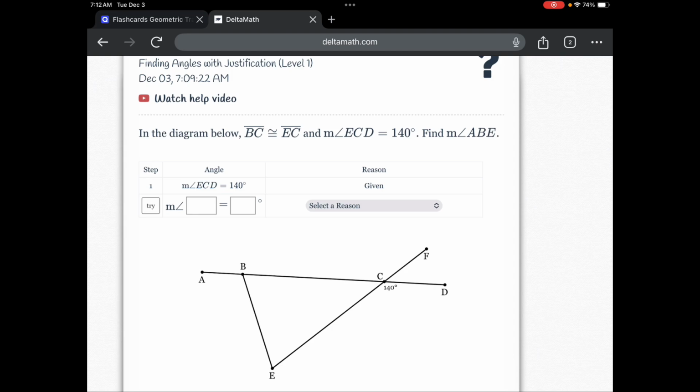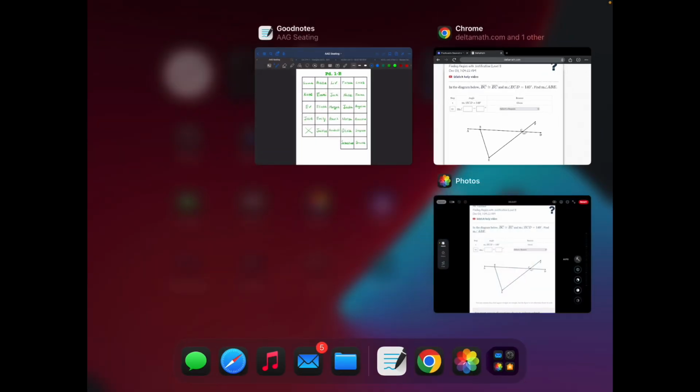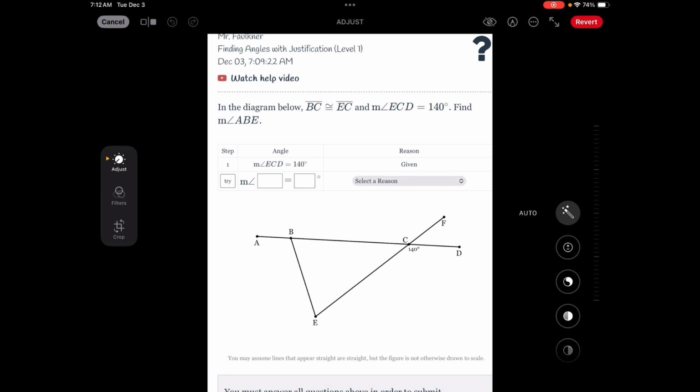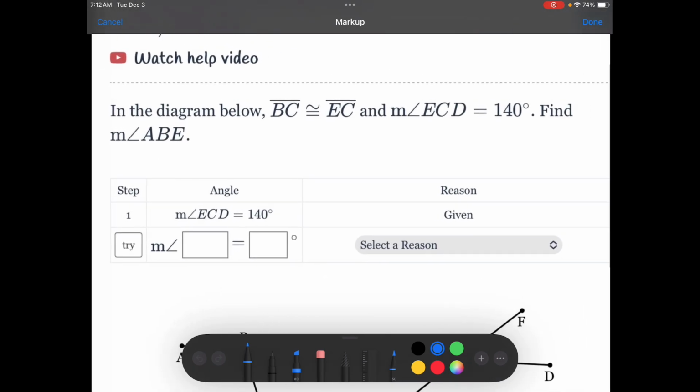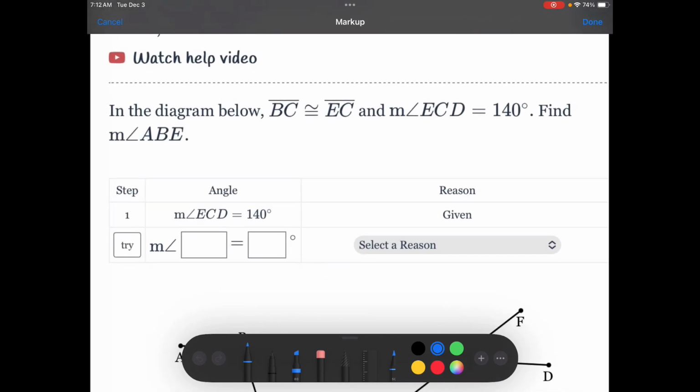So let's see what they're giving us. I'm going to head over to a screenshot and just mark up my ideas here. The first thing I'd like to do is read what they gave us. That's the most important part, being able to read the given information and take it from there.